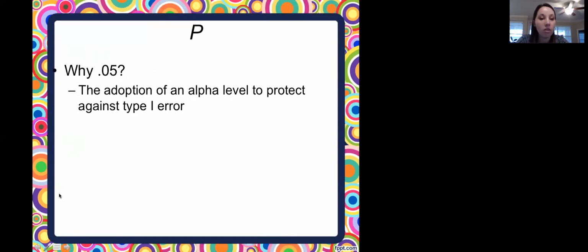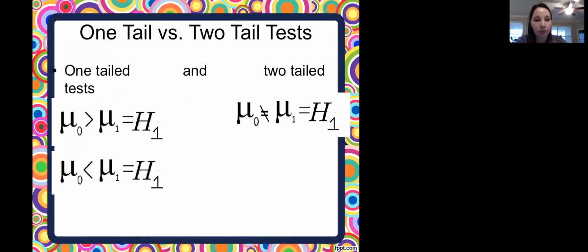Okay, so why do we use an alpha level of 0.05? The adoption of the alpha level of 0.05 is to protect against type 1 error and also balance type 2 error. So it's kind of the mid-ground.